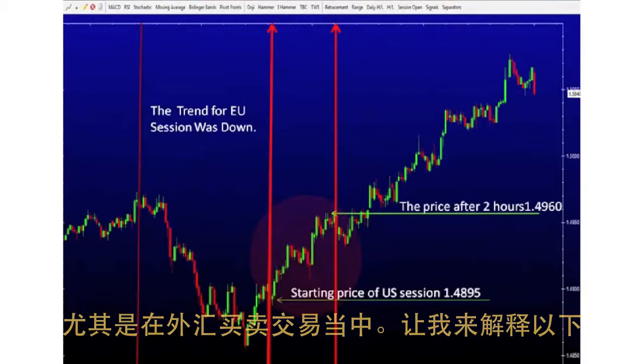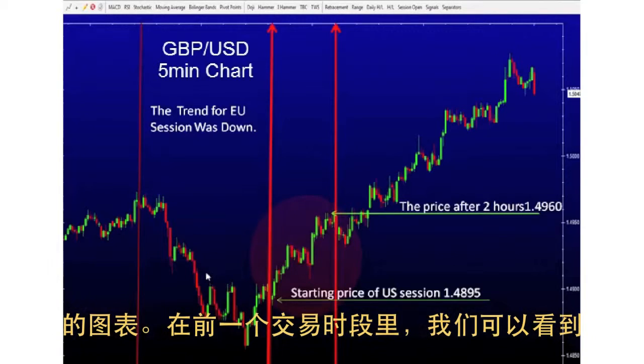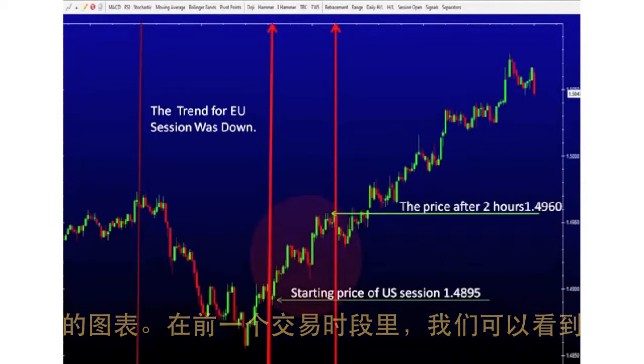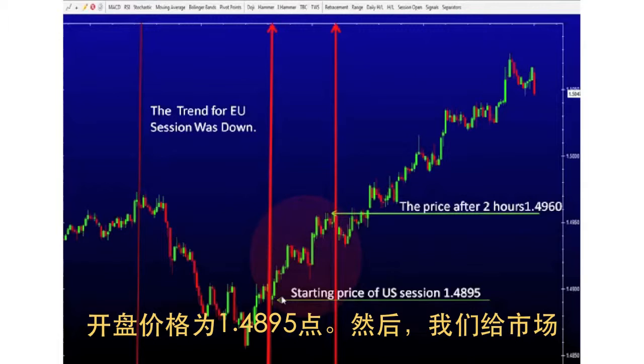In this chart, we have the British pound US dollar, 5 minutes, and take a look at what happened during the previous session. We had a downtrend. This line represents 7 o'clock in the morning, New York time. As you can see, the open price was 148.95.